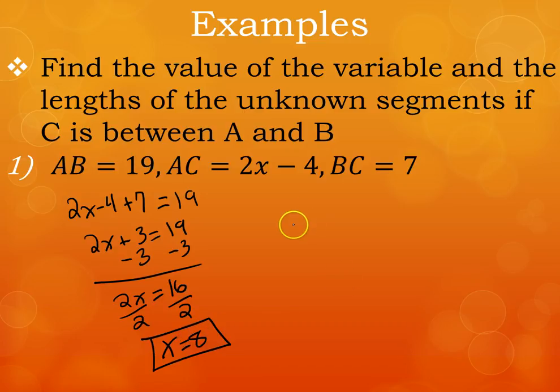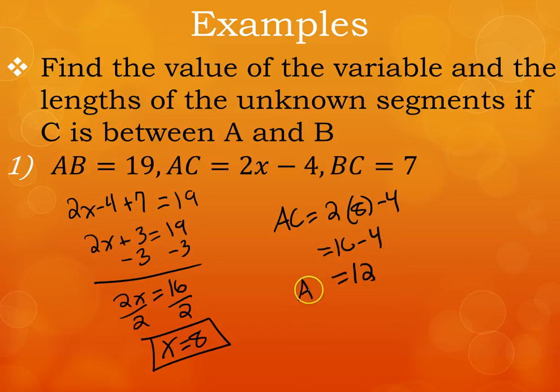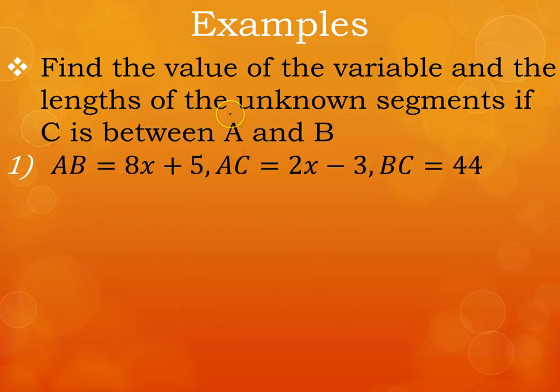Halfway done. Now we need to find AC's length. So for AC we do 2 times 8 minus 4, which is 16 minus 4, which is 12. So you solve your basic linear equation, and you plug back in to find the missing side length. Again, the whole key is using the concept that the biggest length is the one that's all by itself, and the two smaller ones add together. Based off what they tell us in the given statement, it tells us which side's the biggest and which ones are the smaller sides.